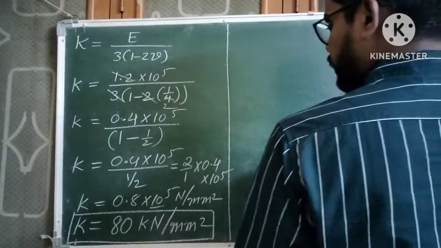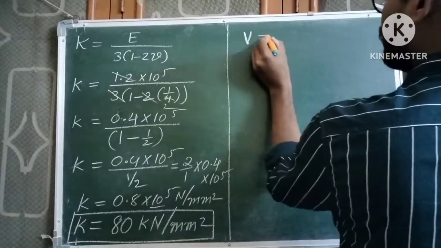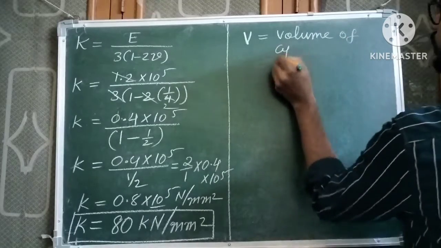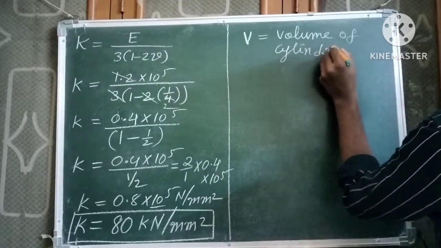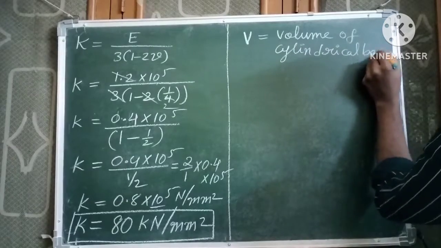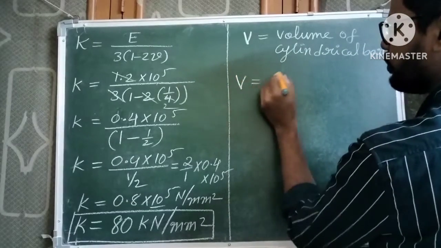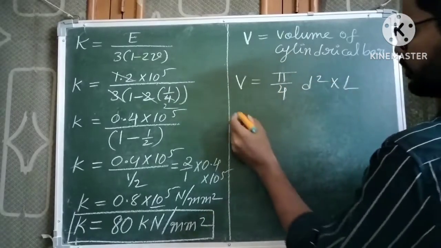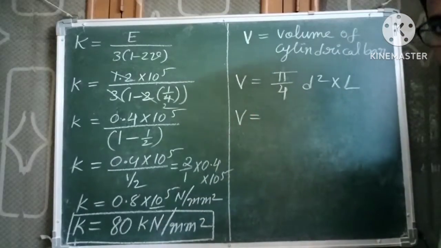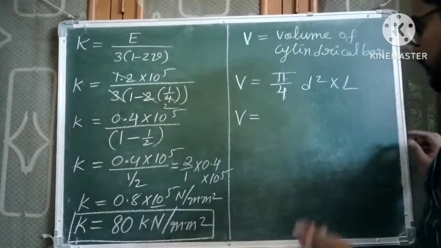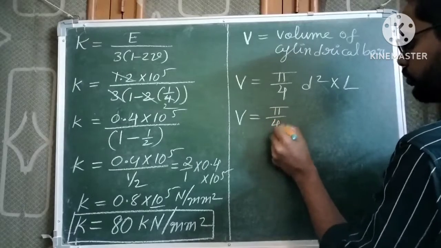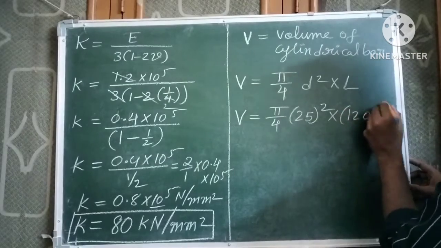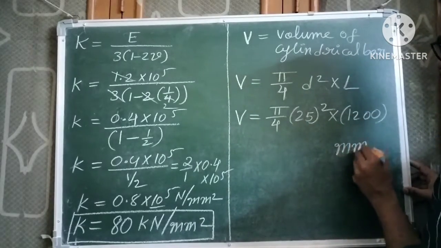Okay. So next we need volume of the cylinder. Here V means volume of the cylindrical bar. We need volume, then only we can calculate change in volume. Volume of cylindrical bar is given by pi by 4 into d square into L. Generally we take pi by 4 into d square into h, so here height means length. Pi by 4 into diameter 25 mm, so 25 square into length 1200 mm. So you will get volume in mm cubes.